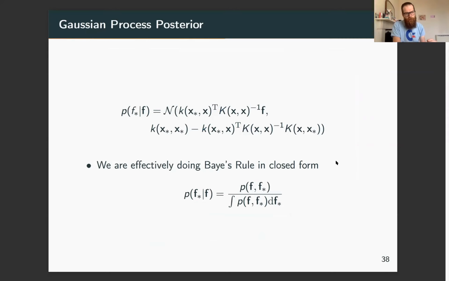If I do that, what I actually get is this big object here. It looks a bit complicated. It isn't. It's just another Gaussian. Importantly, it's actually another Gaussian process because, again, it's defined over an infinite index set. The cool thing about this is that I've effectively done Bayes' rule in closed form. By completing the square, I've computed the integral in Bayes' rule.